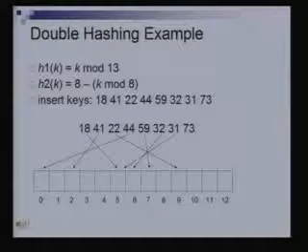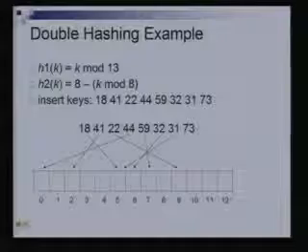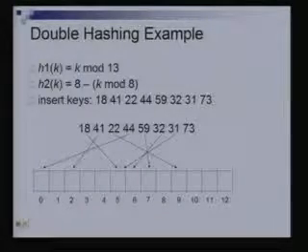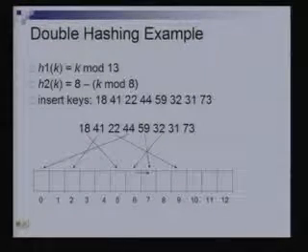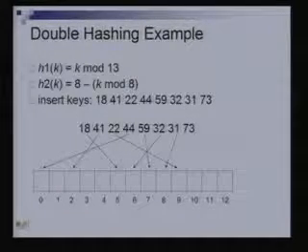Now that's occupied. So I compute h2 of 31. h2 of 31: 31 mod 8 is 7. So 8 minus 7 is 1. So 31 will now go to, we'll check 6. 6 is also occupied. So we'll have to go to 7. 7 is also occupied. Go to 8. And this is not occupied, so 31 goes to 8.